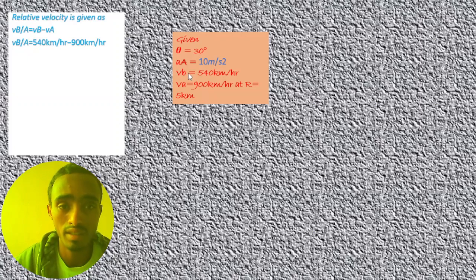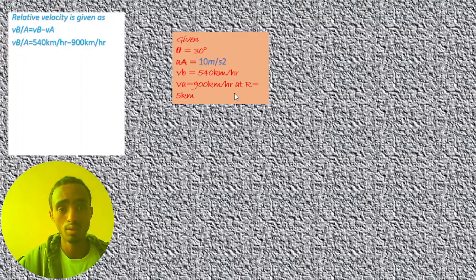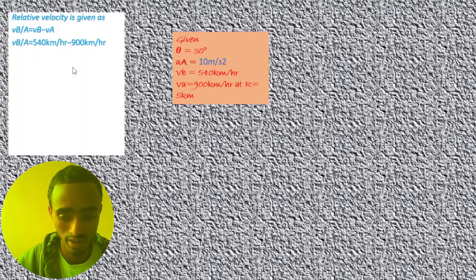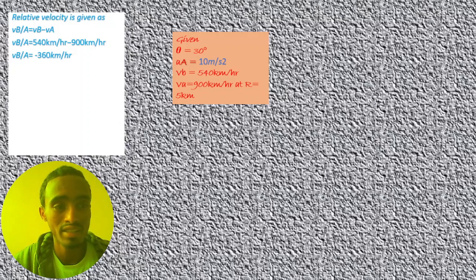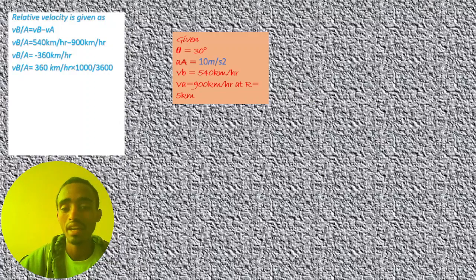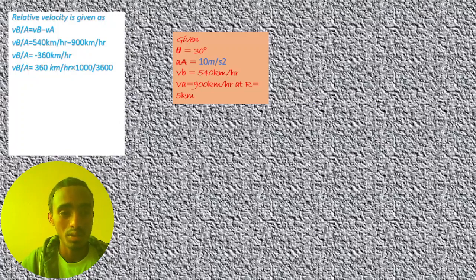Here we are given the velocity of B and the velocity of A, 514 km per hour and 900 km per hour respectively. We substitute the values here, and we get the relative velocity of B with respect to A as minus 316 km per hour. We can convert this unit, kilometer per hour, into meter per second by using a unit conversion factor.